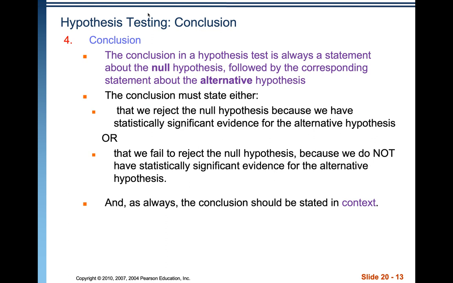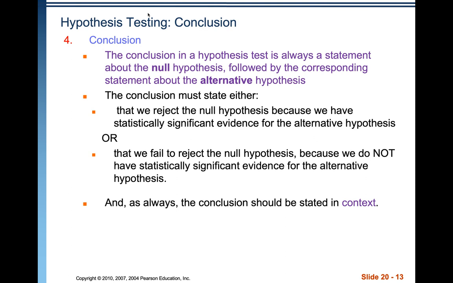The conclusion in a hypothesis test is always a statement about the null hypothesis, followed by the corresponding statement about the alternative hypothesis. And that corresponding statement about the alternative hypothesis is a beautiful place to put your context. The conclusion must state either that we reject the null hypothesis because we have statistically significant evidence for the alternative hypothesis, or that we fail to reject the null hypothesis because we do not have statistically significant evidence for the alternative hypothesis. And as always, the conclusion should be stated in context.